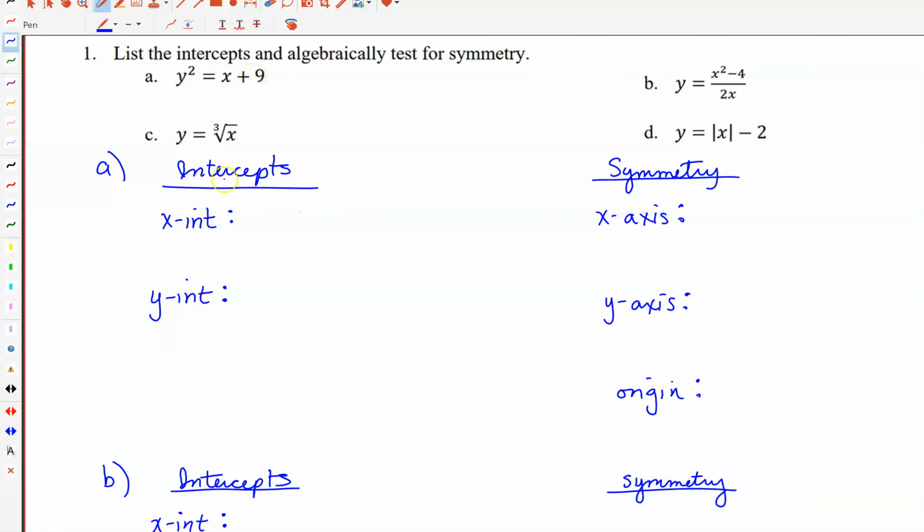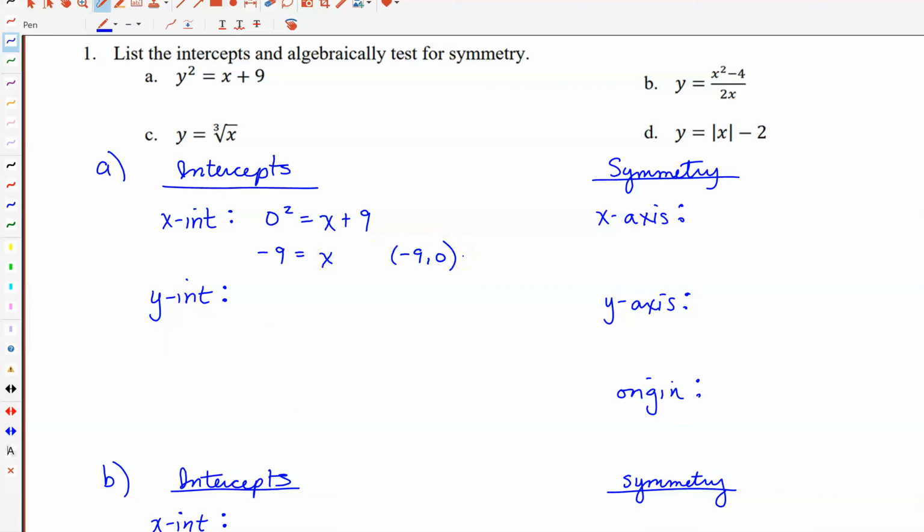To find the x-intercept, you're going to let y be 0, and then you're going to solve it for x. So we're going to have 0 squared is equal to x plus 9. Solving this for x, we have negative 9 is equal to x. So then I get the ordered pair negative 9 comma 0.